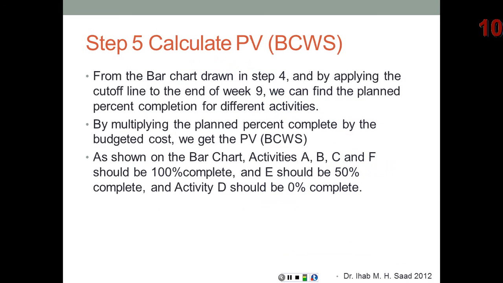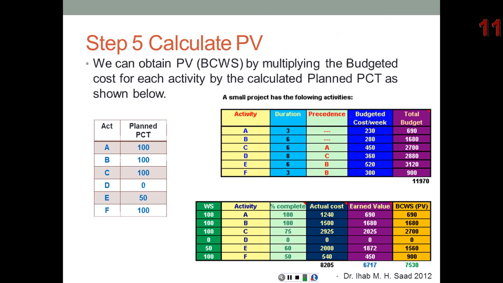So this is basically what that slide tells us, that at the end of week 9, activities A, B, C, and F should be 100% complete, E should be 50% done, and D should be 0% complete. So we're going to take these values and put them in a table like this, and now we need to calculate the budgeted cost for work scheduled, or PV, and that's going to be basically multiplying the total budget times the percentages that we have in this table, and that's going to give us the budgeted cost for work scheduled, or planned value.